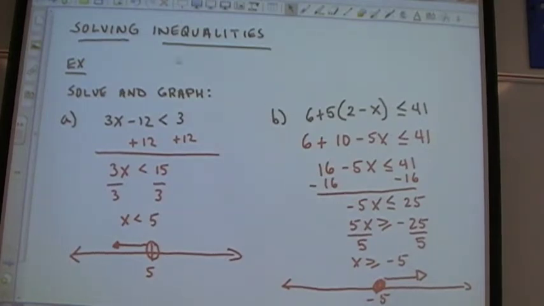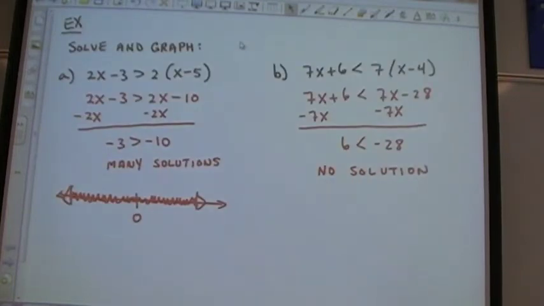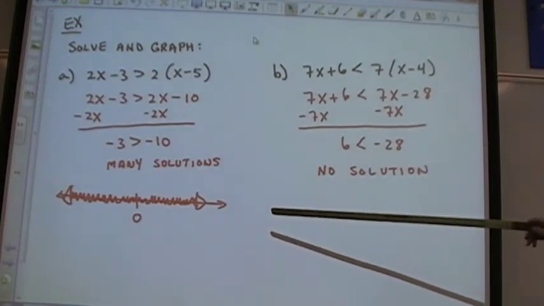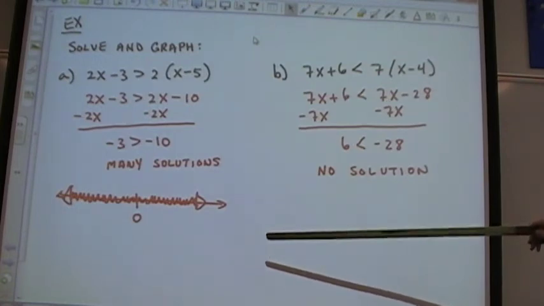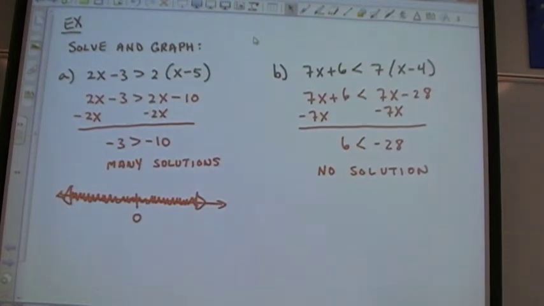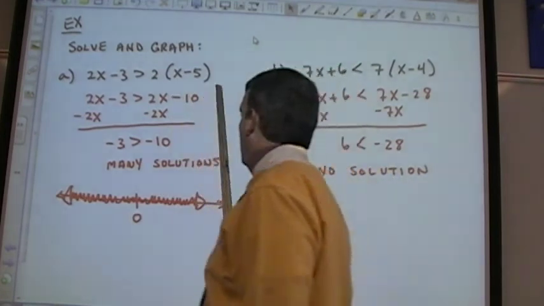Next, solve and graph. So these are very similar. We actually got a solution in the first example. Here you're either going to get no solution or infinitely many solutions. So notice how I did my graph down here a little bit different. I actually shaded this line. The other two I just went up and drew a line. Either way is fine. So for the first one, distribute the 2.